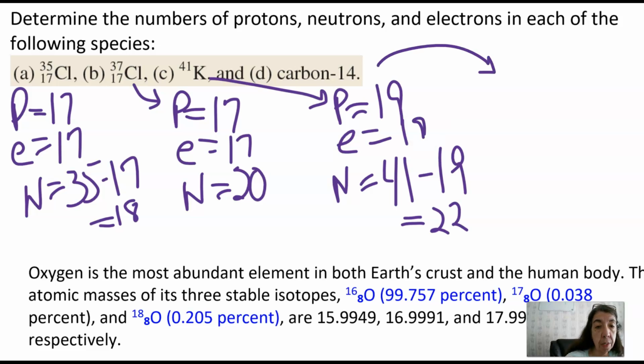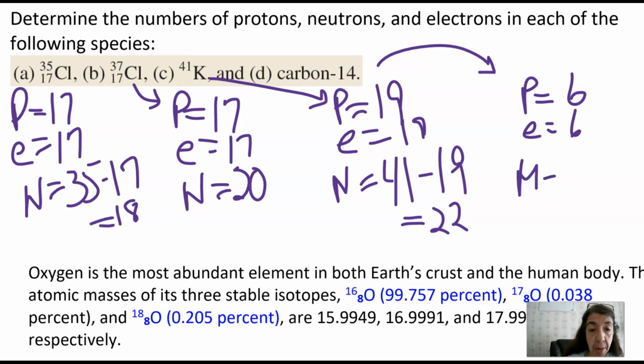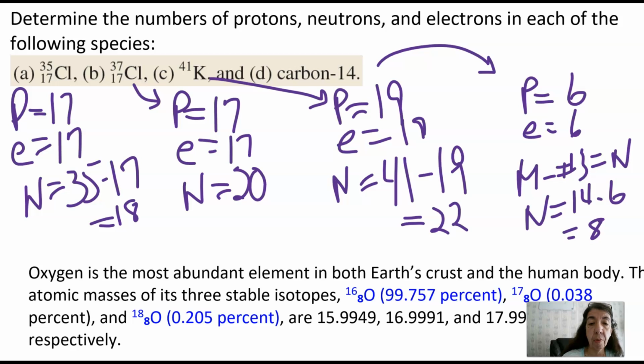And in carbon 14, this time, carbon is always 6, so the number of protons is 6. You could look that up on the periodic table, but I'm not going to look that one up for you. The number of electrons is 6. And now the mass is 14, so the mass minus the number of protons gives you the number of neutrons. So in this case, the neutrons is equal to 14 minus 6, which is equal to 8. And that is the number of neutrons.